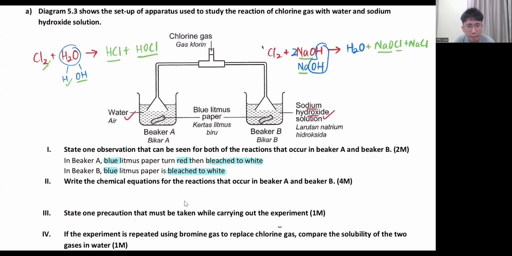Okay, and then write the chemical equation. I already did this for you. So now you're going to get something like this: Cl2 plus H2O gives HCl plus HOCl, and then the rest is the same as the right side.